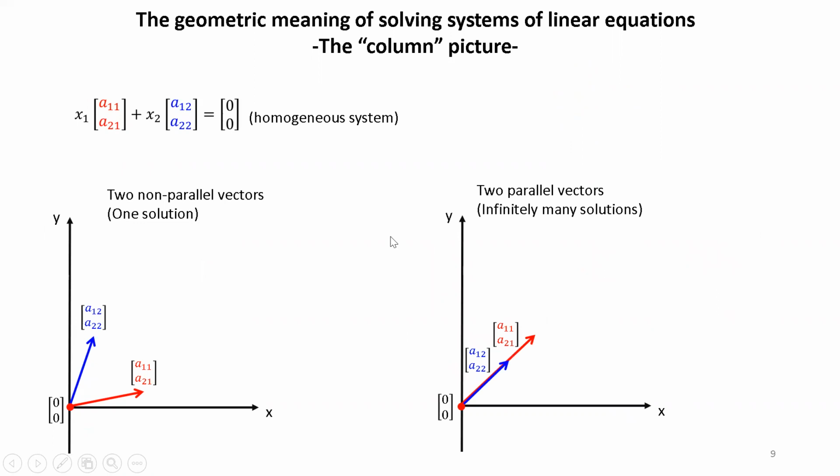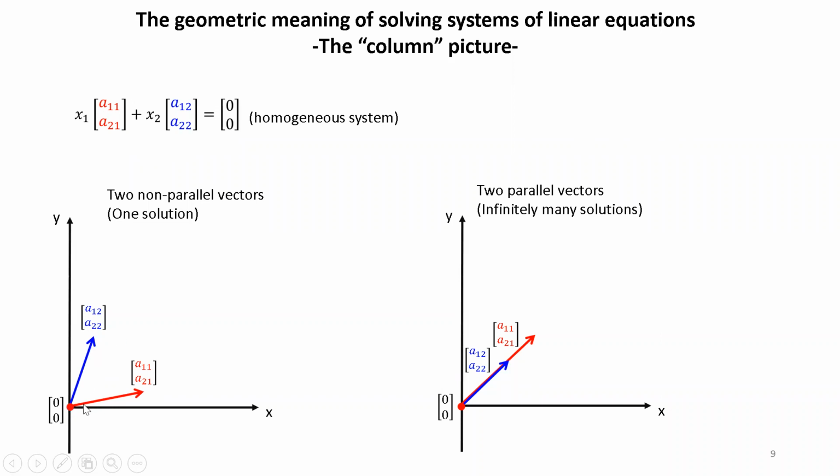Next, again, a homogeneous system. Now this time I want to solve this equation, but this is not a finite B vector anymore, but a 0 vector. So how do I find the solution of this one? That means I need to add some of this blue with some of this red, and then at the end get to 0.